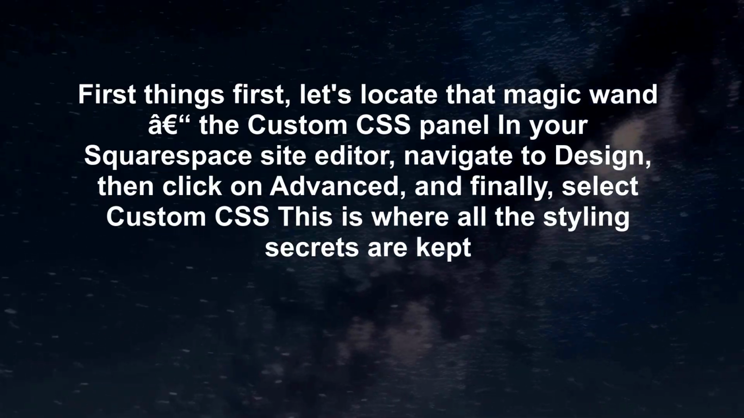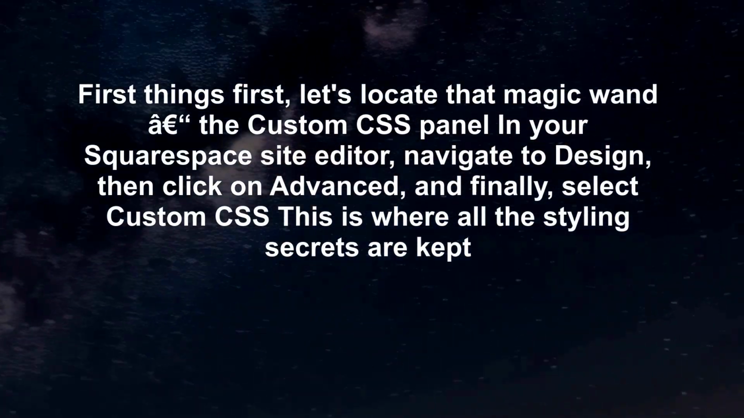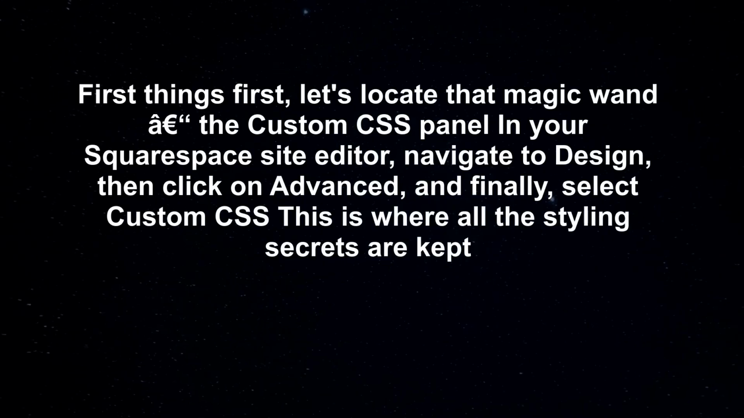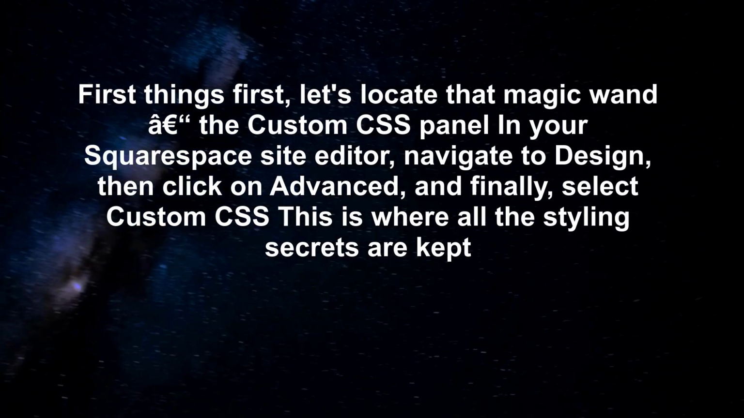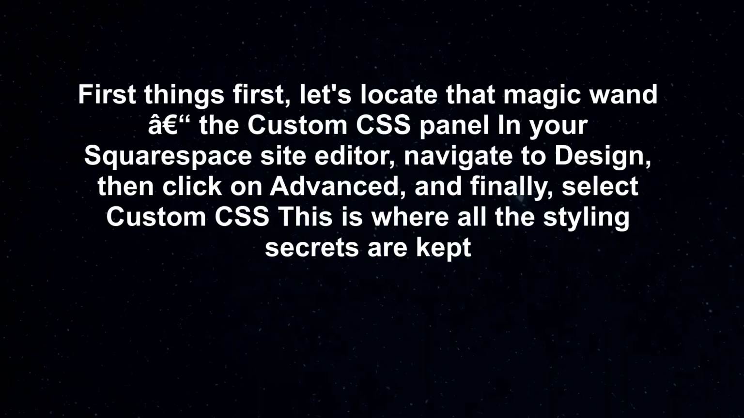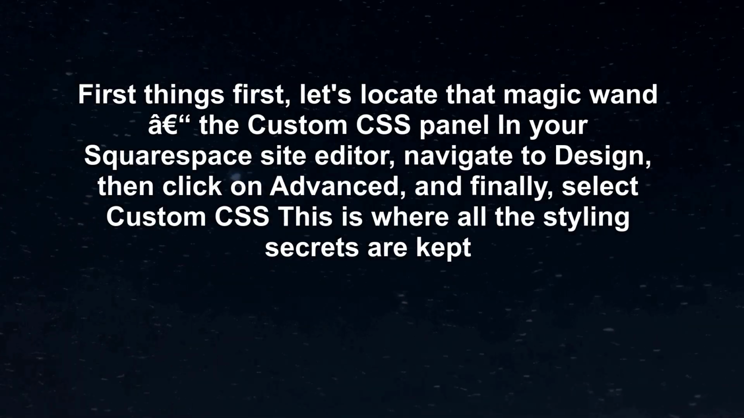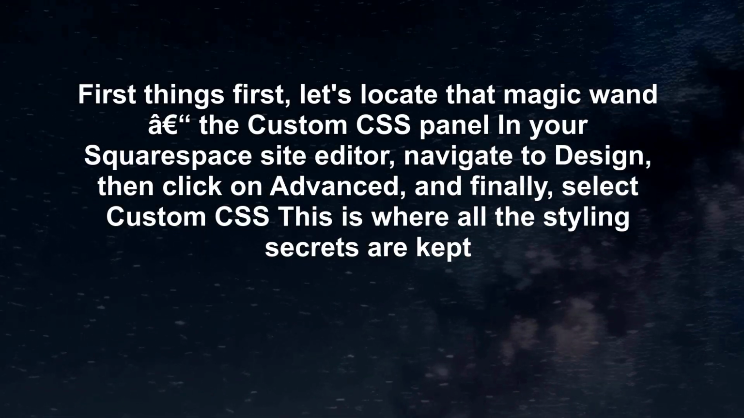First things first, let's locate the magic wand, the custom CSS panel in your Squarespace site editor. Navigate to Design, then click on Advanced, and finally, select Custom CSS. This is where all the styling secrets are kept.